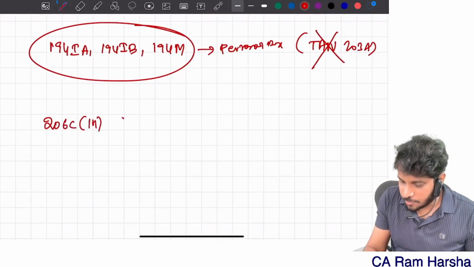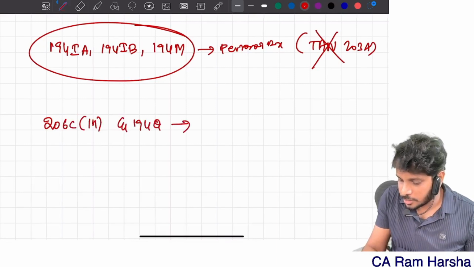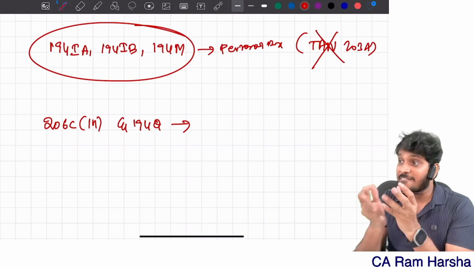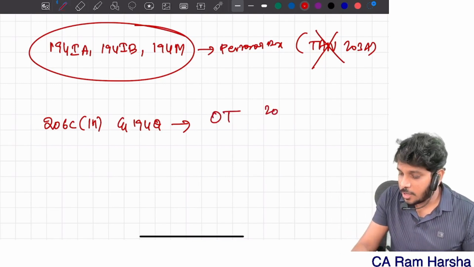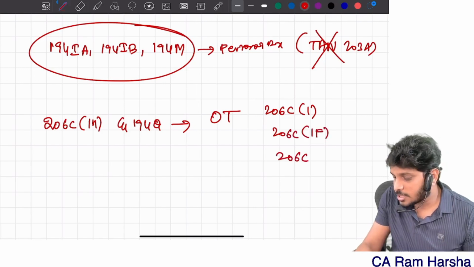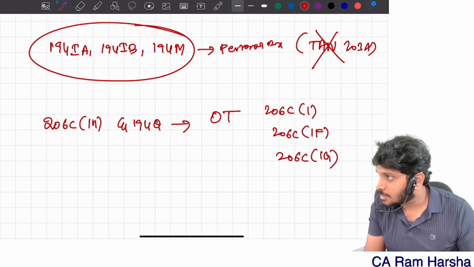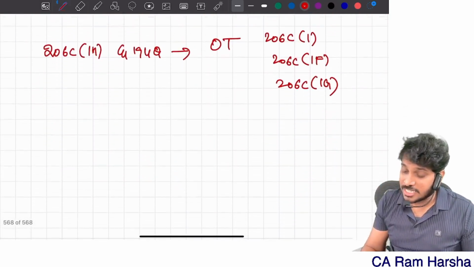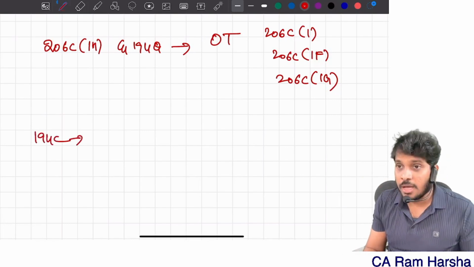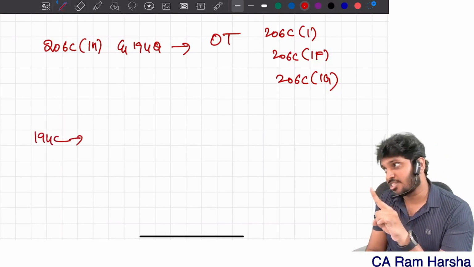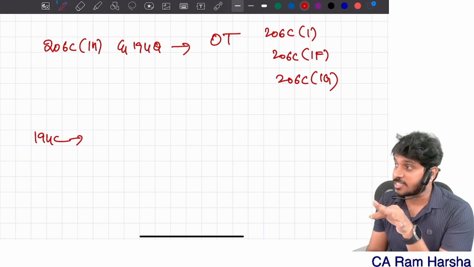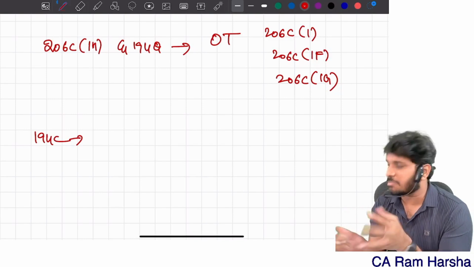Then 206C 1H and 194Q. These 2 sections are applicable only for buying or selling of goods, other than the goods under 206C subsection 1, 1F, and 1G. Then there are 2 more sections where minor amendments happened. In 194C, they mentioned exclusion of 194J work, that is, work does not include professional service given under 194J. Actually that is not required, but that's an amendment brought.